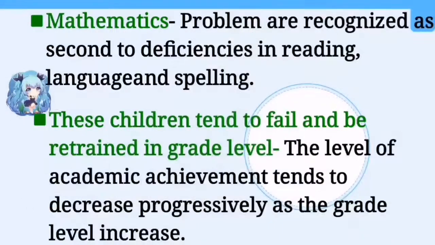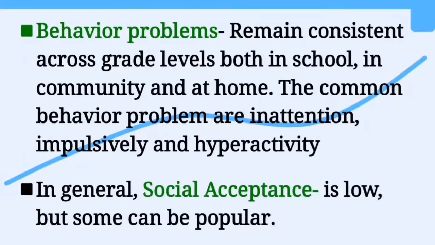Next is mathematics. Problems are recognized as secondary to deficiencies in reading, language, and spelling. These children tend to fail and be retained in grade level. The level of academic achievement tends to decrease progressively as the grade level increases. So they find their studies to be more difficult as they go up the grades. Next is behavior problems, which remain consistent across grade levels, both in school, in the community, and at home. Common behavior problems are inattention, impulsivity, and hyperactivity. In general, social acceptance is low. Some can be popular.